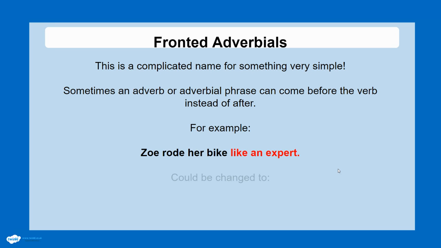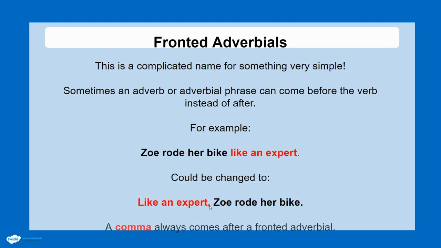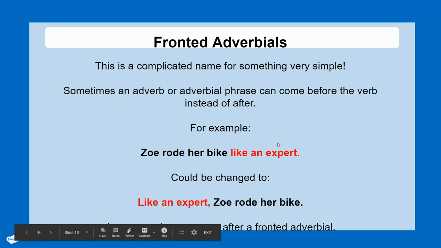It will then take us through fronted adverbials. Now, as I explained, we know that this is a complicated name for something very simple. Sometimes an adverb or an adverbial phrase can come before the verb instead of after. And we know, as I said, they always have a comma after them. As it says here, a comma always comes after a fronted adverbial. So as you can see here, instead of our adverbial phrase being at the end of this sentence, we've just swapped it to being at the front and added a comma into it.